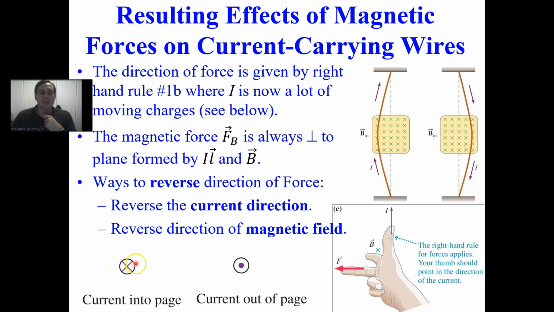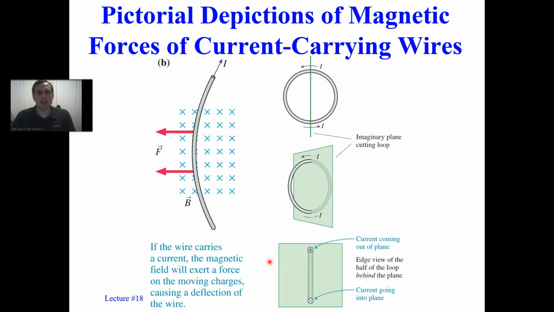So if an electric current goes into the page, we'll also use the same convention, an X with a circle around it, and if the electric current is coming out of the page, that'll be a circle around it with a dot. So let's proceed and look at a couple more examples.